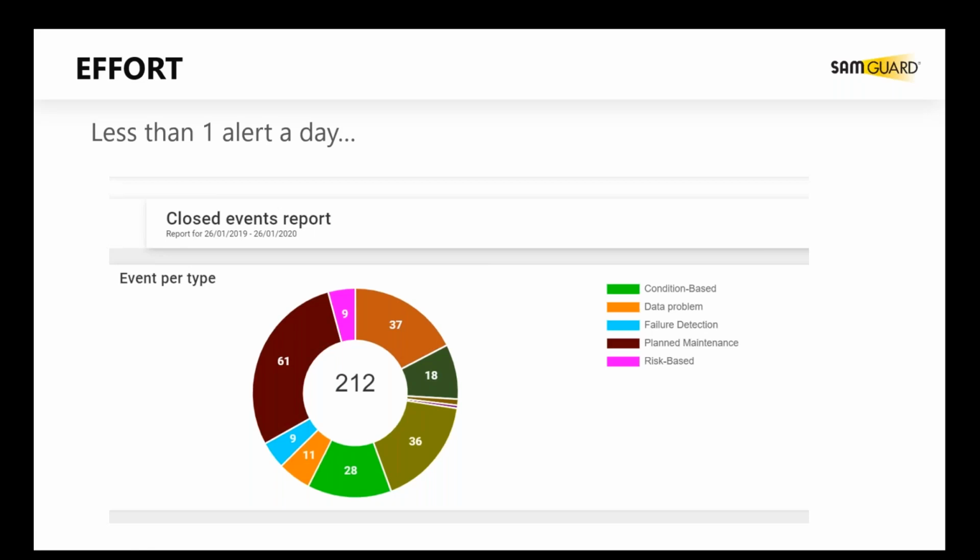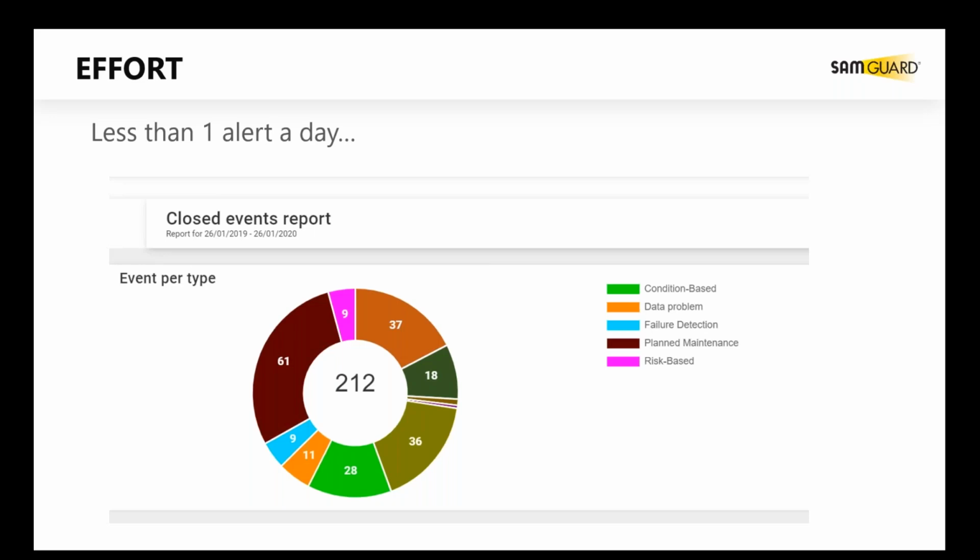Okay, and when we're starting a new project, we're committing to, let's say, anything between 1, 2, 3, and up to maximum 5 alerts a day. Again, it's not that the software would stop at 5. If suddenly the plant is going crazy, you may get more, but on average, you get very few alerts a day.